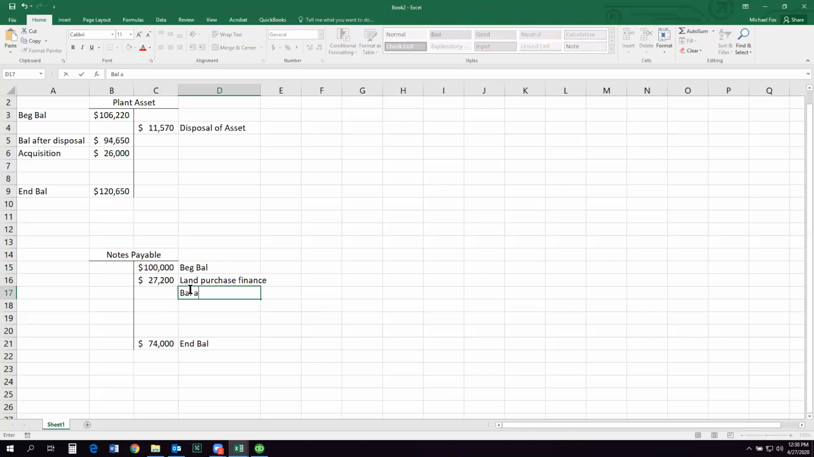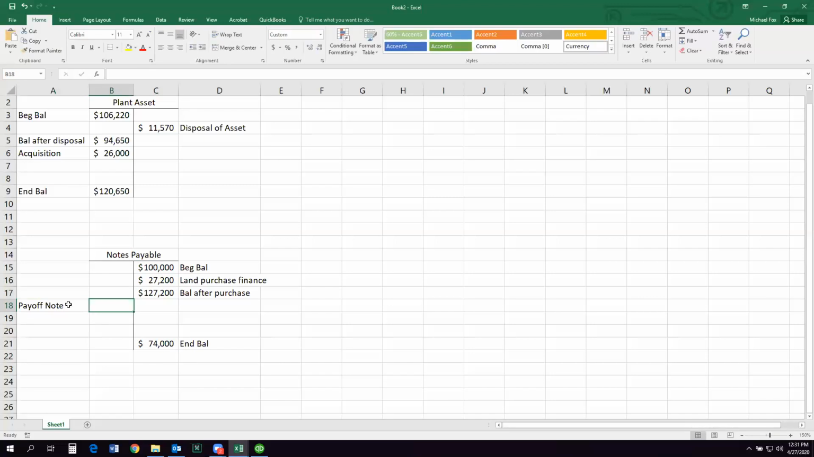So our balance after purchase, or whatever you want to call it, is going to be 100,000 plus 27,200. But we know at the end of the period the balance was 74,000, so they must have paid off some amount of that notes payable. And that amount is going to be the $127,200 balance minus 74,000, or 53,200. And again, because we're paying off that note payable, that's going to be a negative to cash.